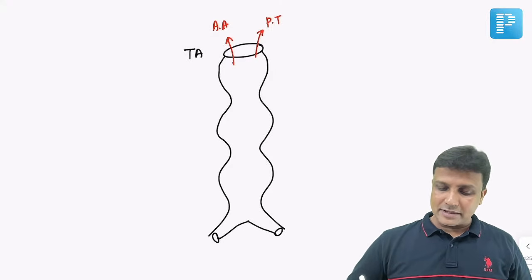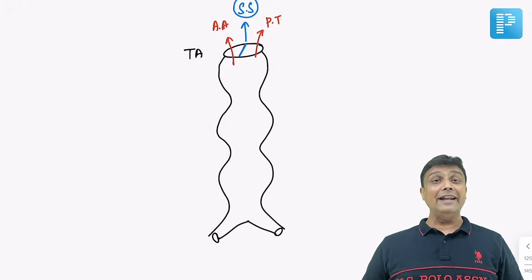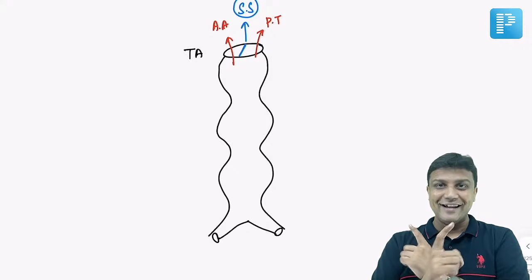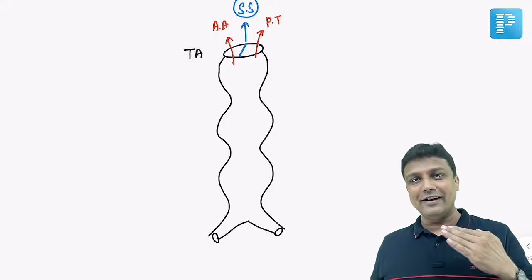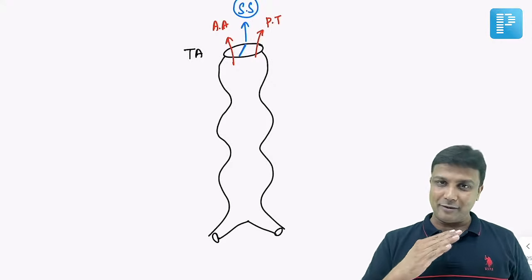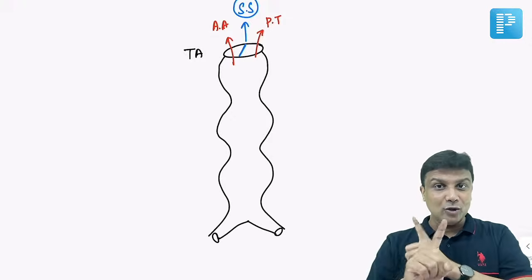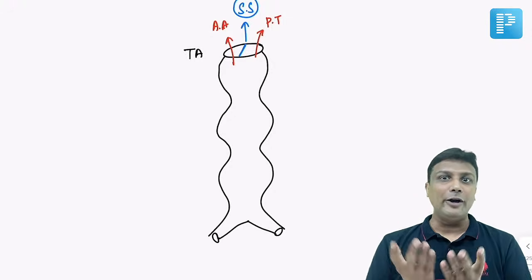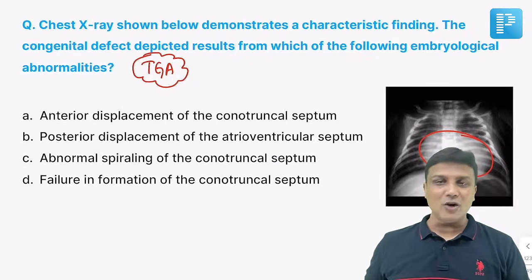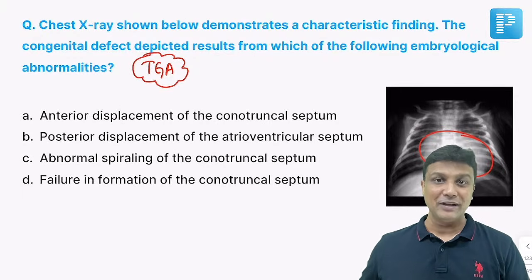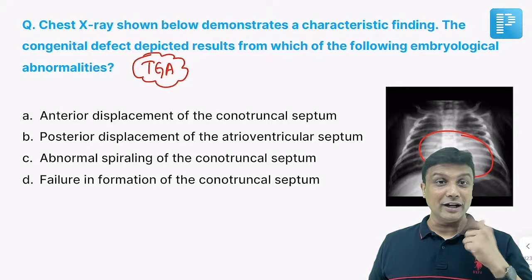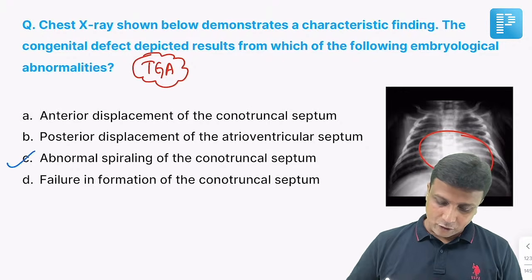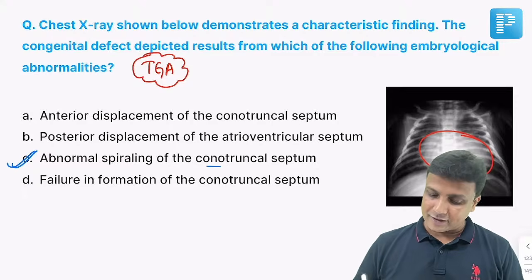In between them, there will be a septum formed here, and this septum will be referred to as the spiral septum. And that spiral septum actually has to spiral so that the blood vessels, like the ascending aorta, come from the left ventricle and the pulmonary trunk comes from the right ventricle properly. If it does not spiral, then it will be kind of opposite, and that is referred to as the transposition of great vessels. So therefore it is due to the abnormal spiraling of the conotruncal septum.